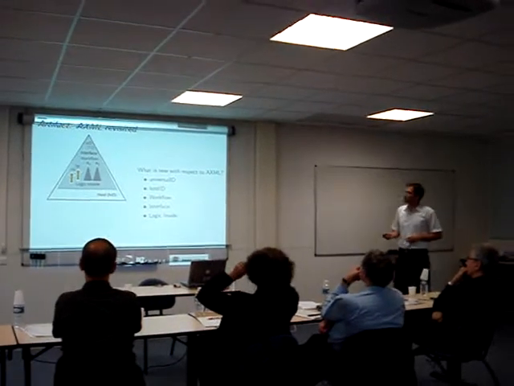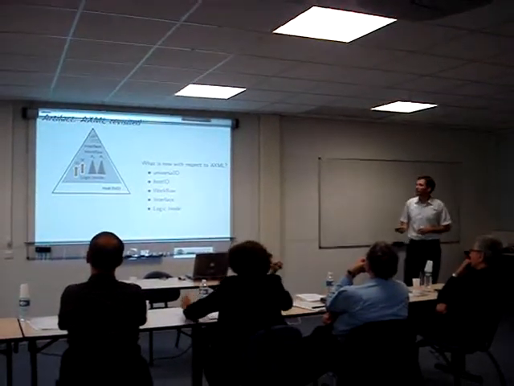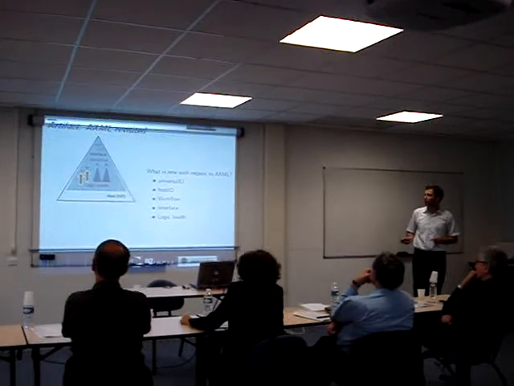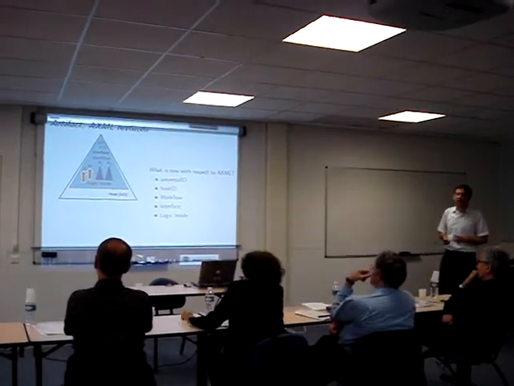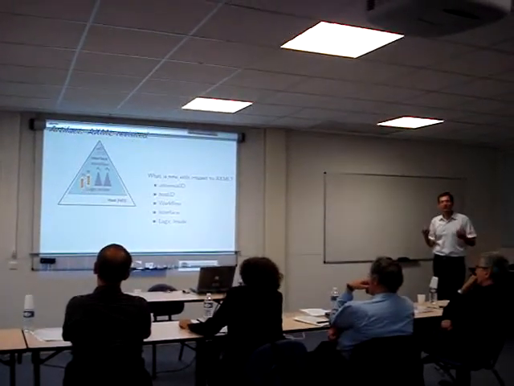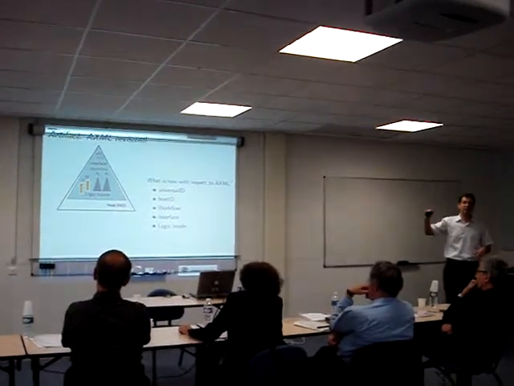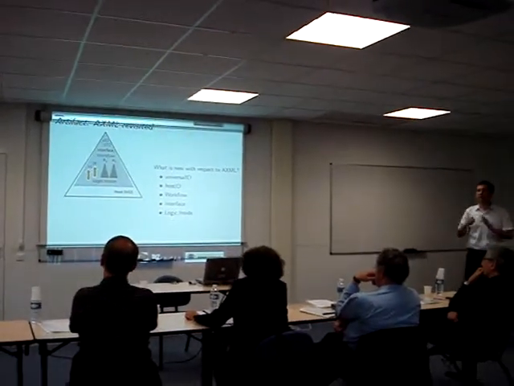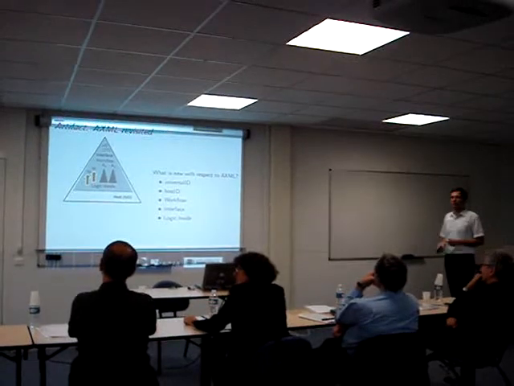What is new with respect to ActiveXML? We have identifiers, we have a notion of workflow, we have interface, and we have a logic that instead of being at the level of the peer, as it used to be, now is at the level of the artifact and it follows it everywhere.